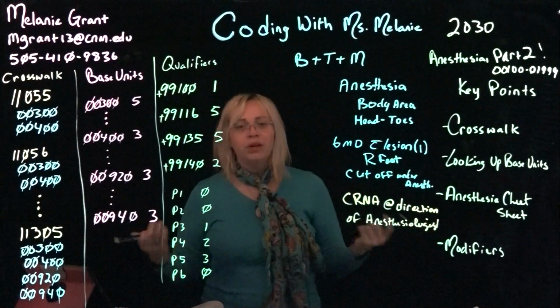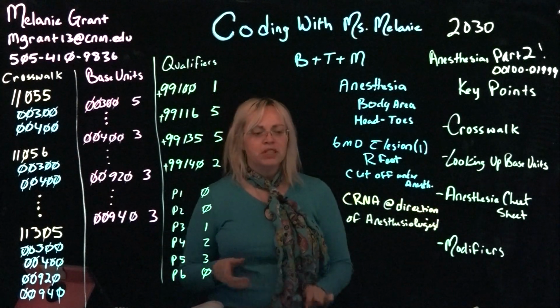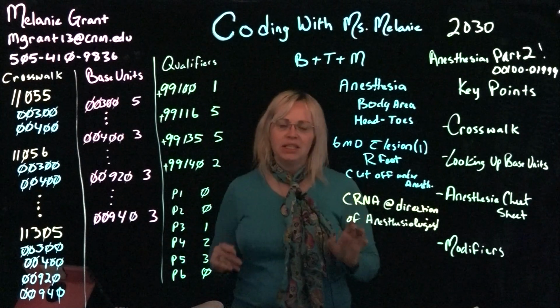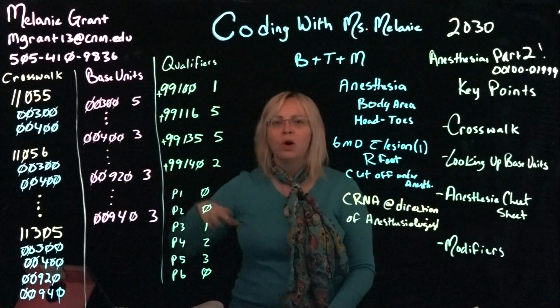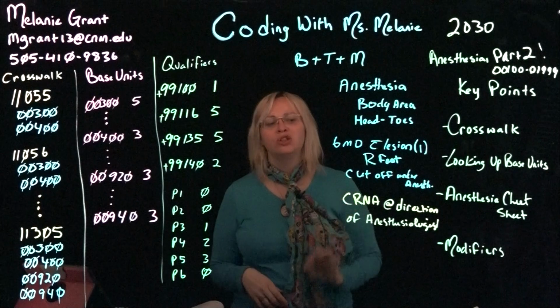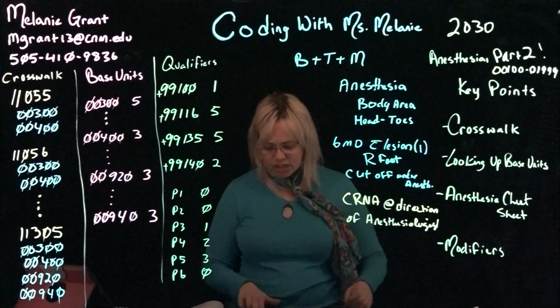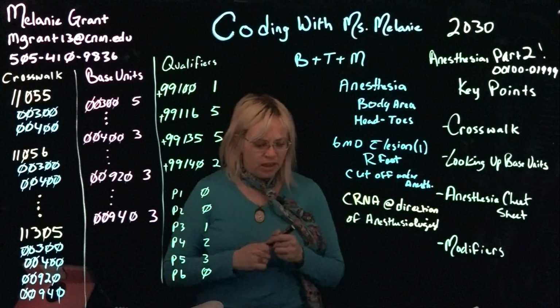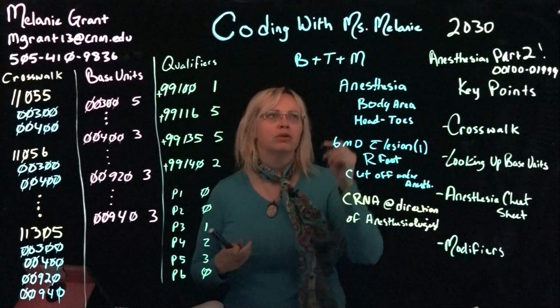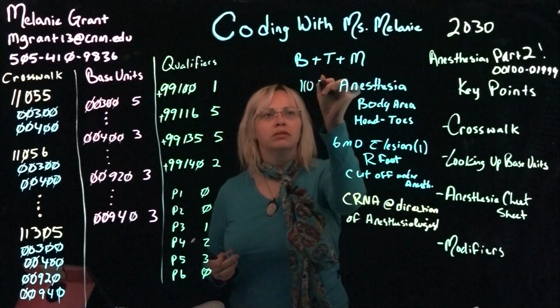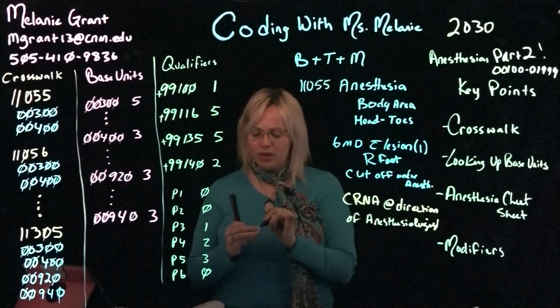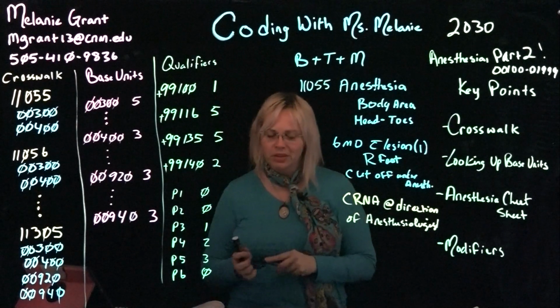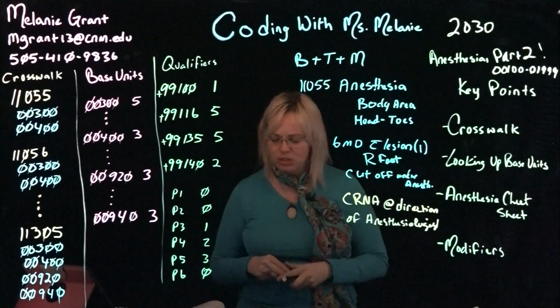Okay, so now we're ready to code. The first thing you want to do is determine the CPT code. When you're using a crosswalk, determine the CPT code for the procedure that was performed. In this case, 11055 is your CPT code. Okay? Now, this one I decided on purpose to give you a little bit of a trick, and I'm going to show you why in just a moment.